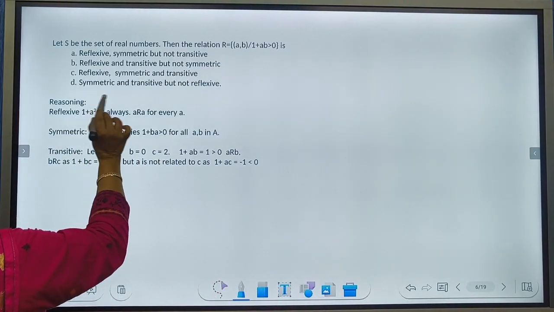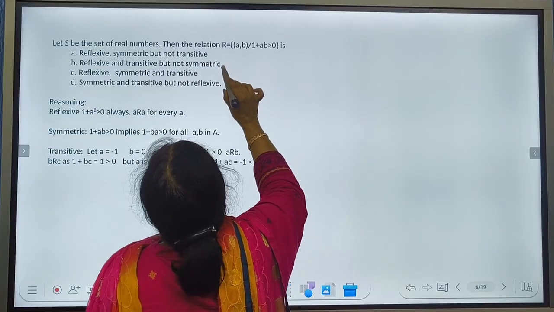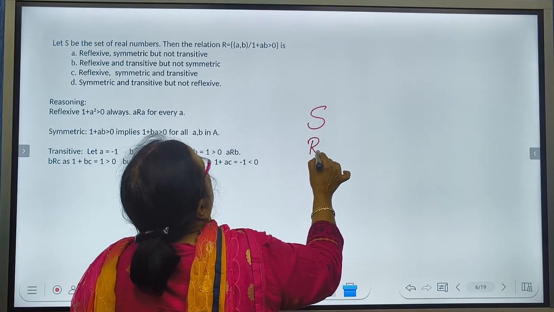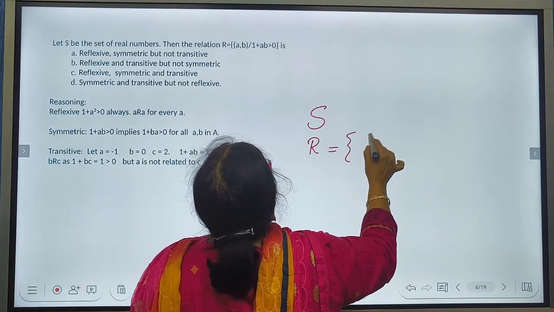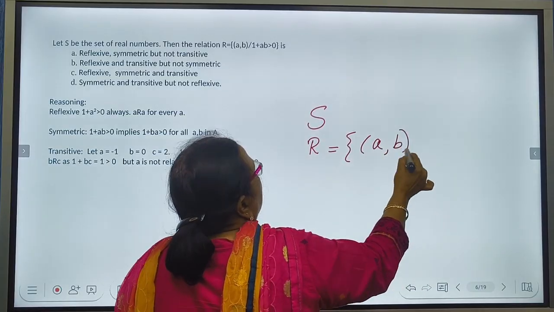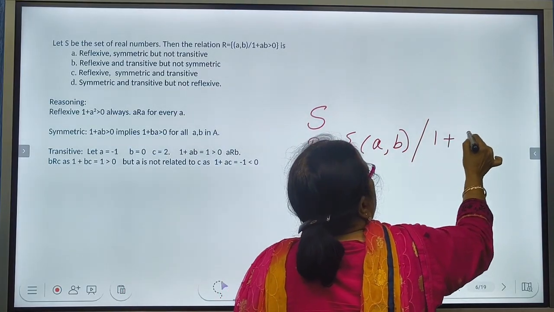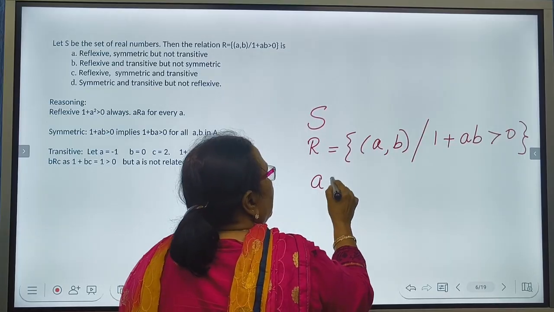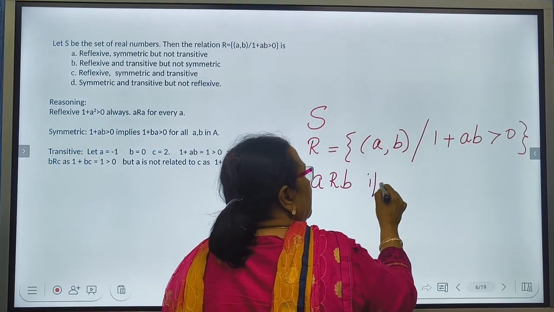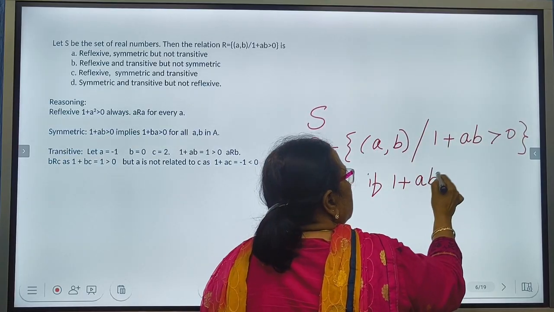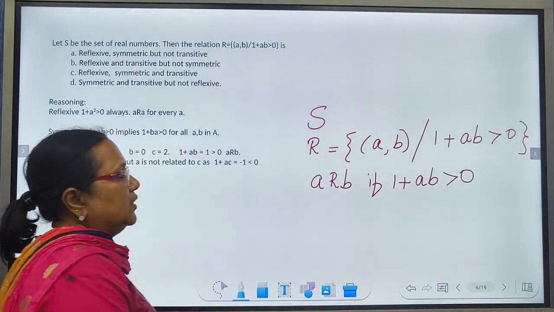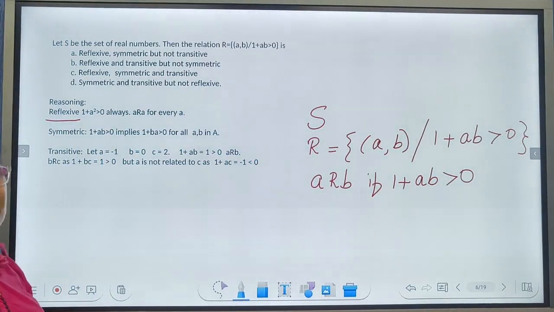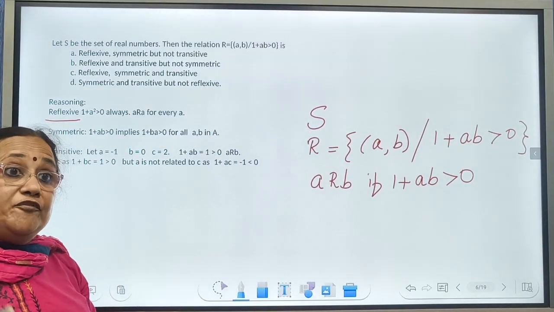Okay, now what is the relationship given? Let S be the set of real numbers and R, what is the relationship? R equal to set of all A comma B. That is A is related to B if 1 plus AB is greater than 0. First, we have to check for reflexivity. What do you mean by reflexivity? A is related to A for every A.